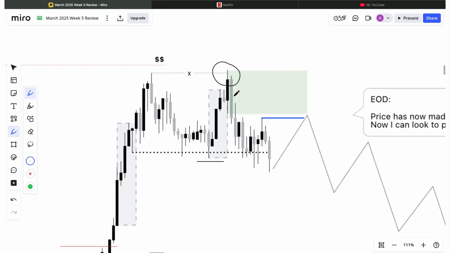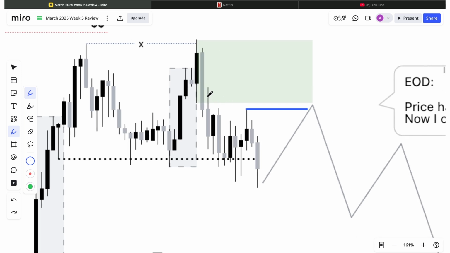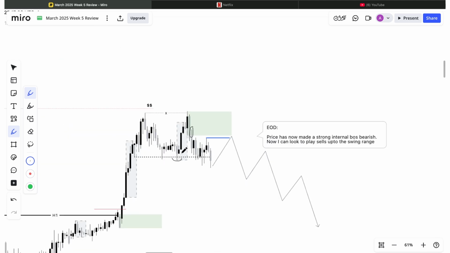So there could be a trade right here because this was a CHoCH bearish. There could have been a trade, and once the price comes down, this could have been a trade entry targeting this weak low.